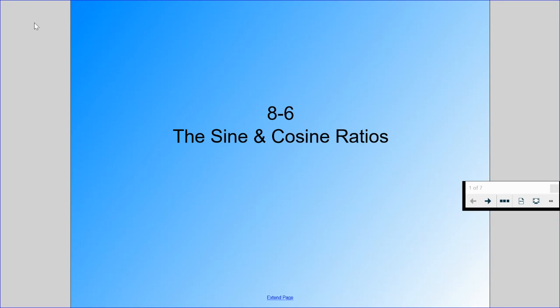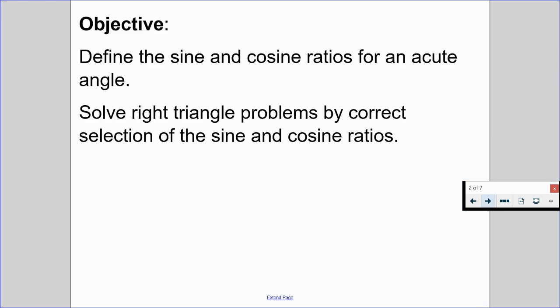Alright, and welcome back. In this video, we are going to be going through Chapter 8, Section 6, titled the Sine and Cosine Ratios. These are the other two ratios I mentioned that we were going to be going through back when we talked about the first of three ratios, the tangent ratios. By the end of this video, we should be able to define the sine and cosine ratios for an acute angle, as well as solve right triangle problems by correct selection of the sine and cosine ratios.